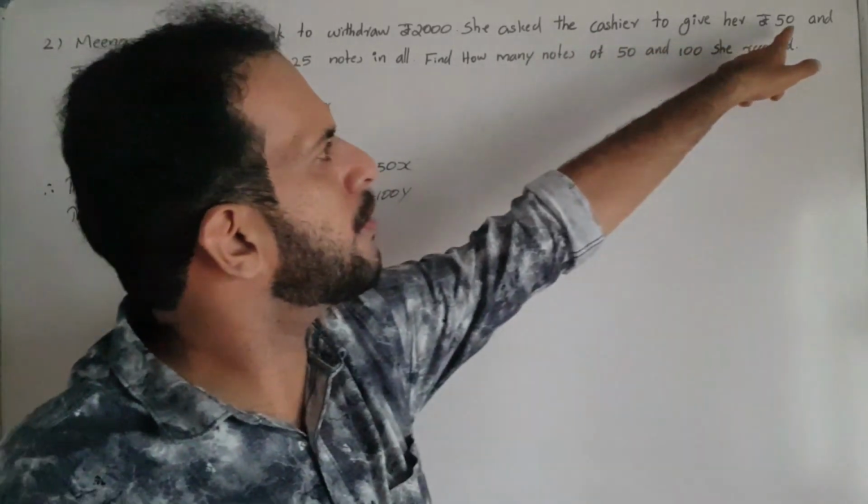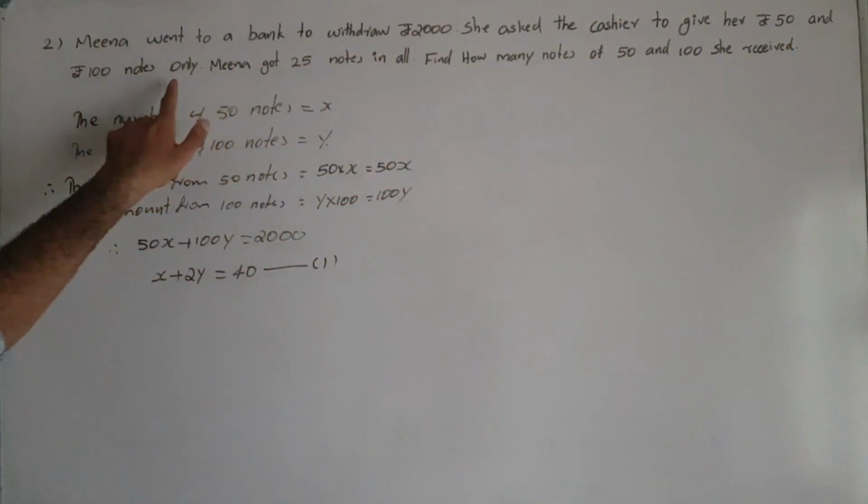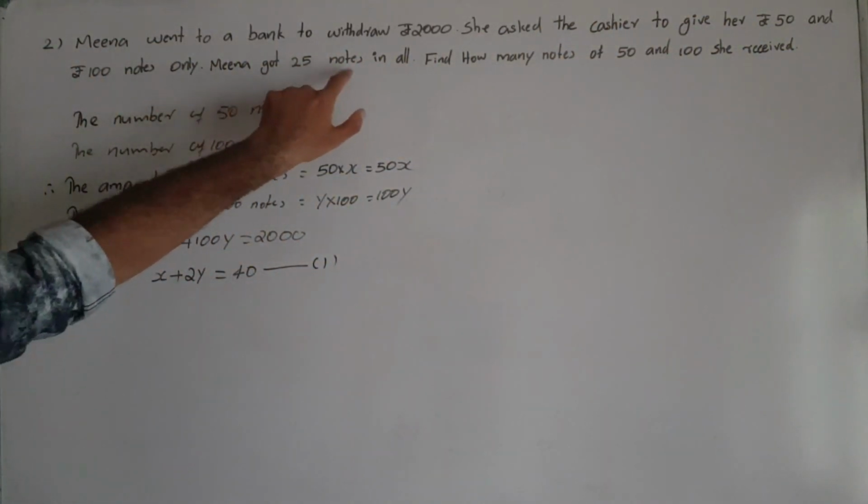So next is given here that the cashier gave her 50 and 100 notes. Then Meena got 25 notes in all.